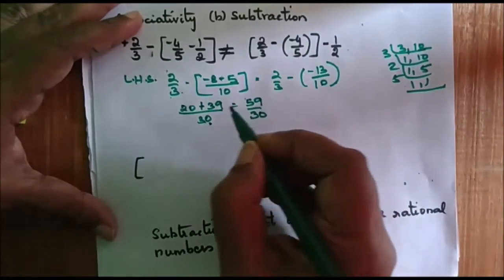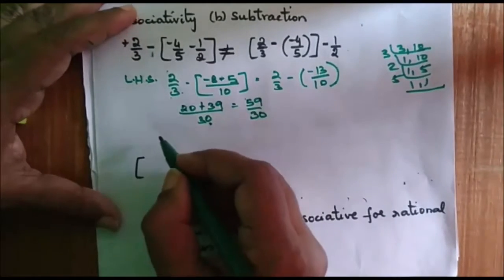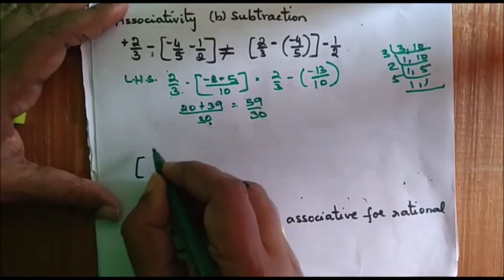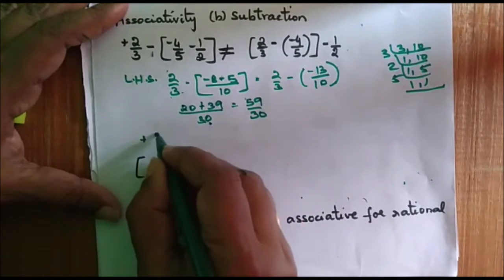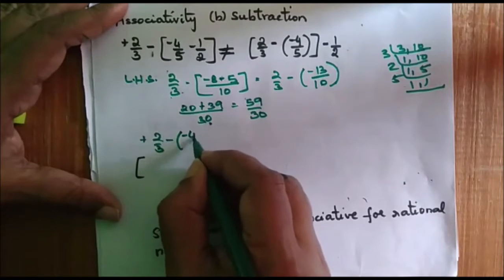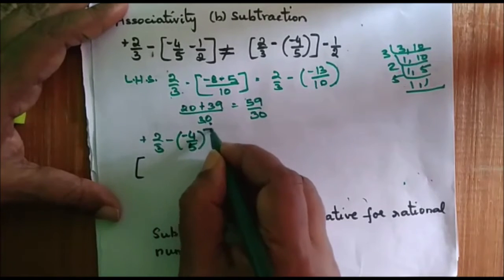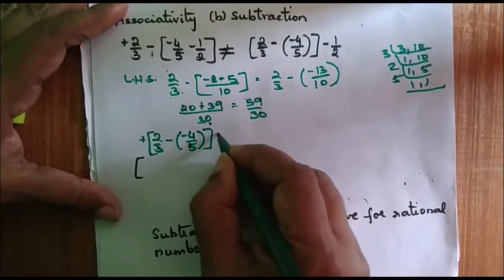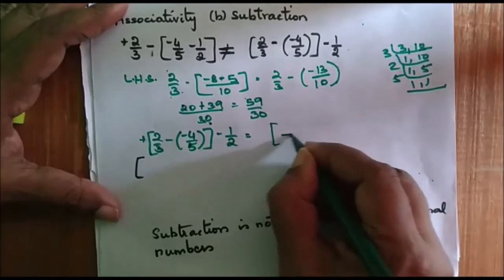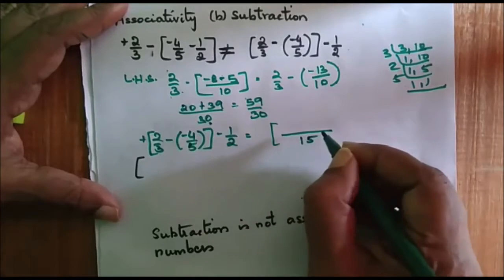Now let me repeat it in the case of associativity. Let me check it the other way. What is the other way? It is plus 2 by 3 into minus of minus 4 by 5. This thing should be subtracted by half. Okay. So now let us solve whatever is there in the brackets.